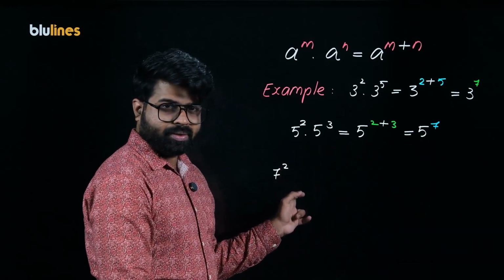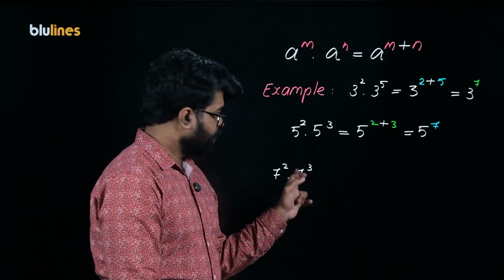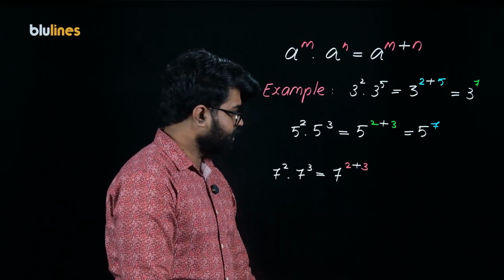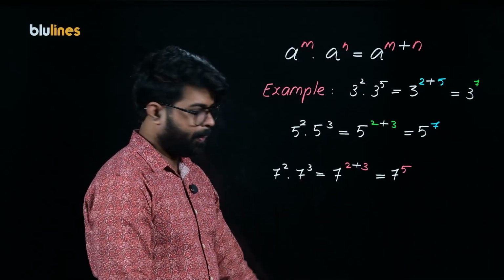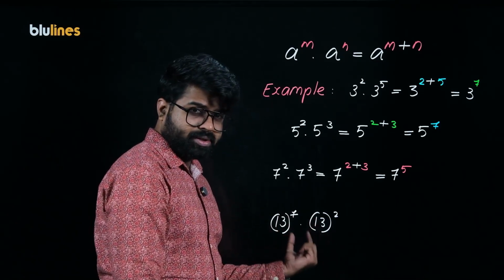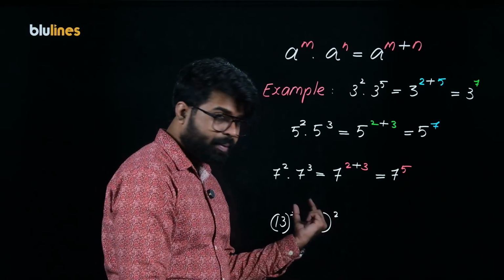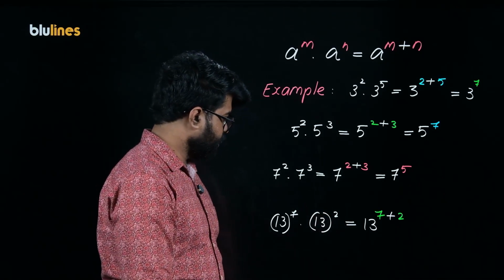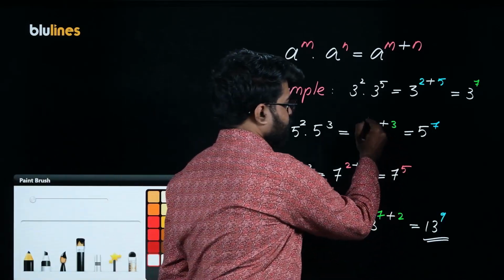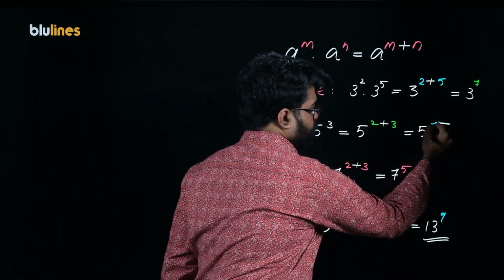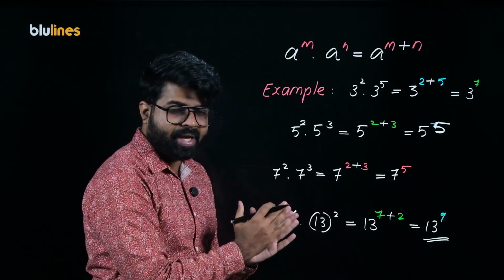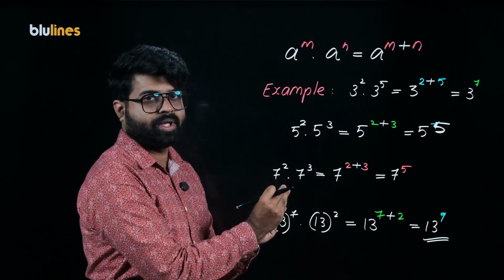Next one, here you have 7 square and 7 cube. So you can add the powers. 2 plus 3 is equal to 5, so you have 7 raised to 5. Here you have 13 raised to 7 and 13 square. Same base, different powers, so you can add the powers. That is equal to 13 raised to 7 plus 2, which is equal to 13 raised to 9. So this is how we add powers. If you have the same base and different exponents, you can always add the exponents. Okay.